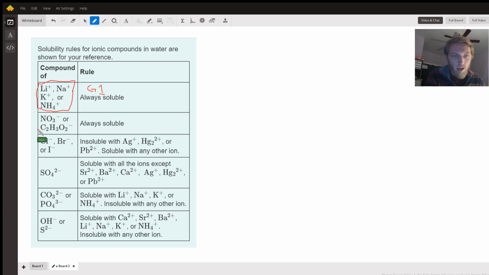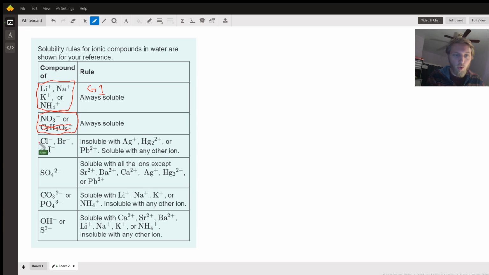Additionally, for negative ions, nitrates are always soluble. And I'm not so sure about acetate. I think that's actually not correct. I just pulled this picture off the internet. So nitrates are definitely always soluble. Acetates are mostly soluble. There are some that aren't, though. So I'm going to go ahead and cross that off.